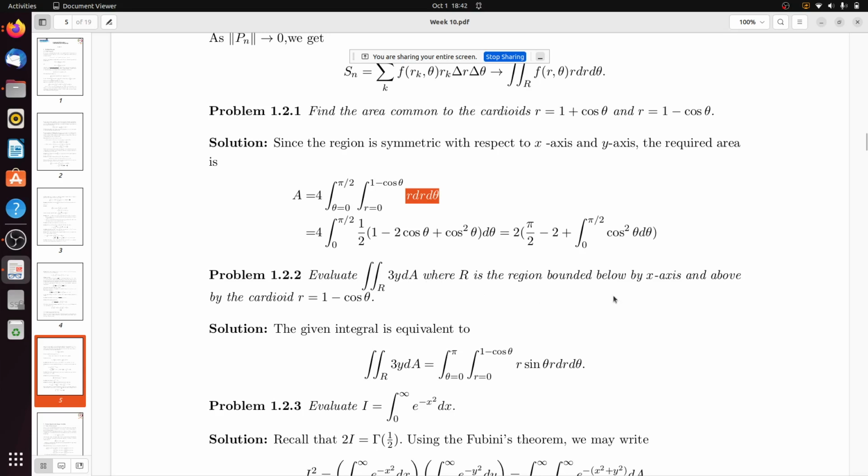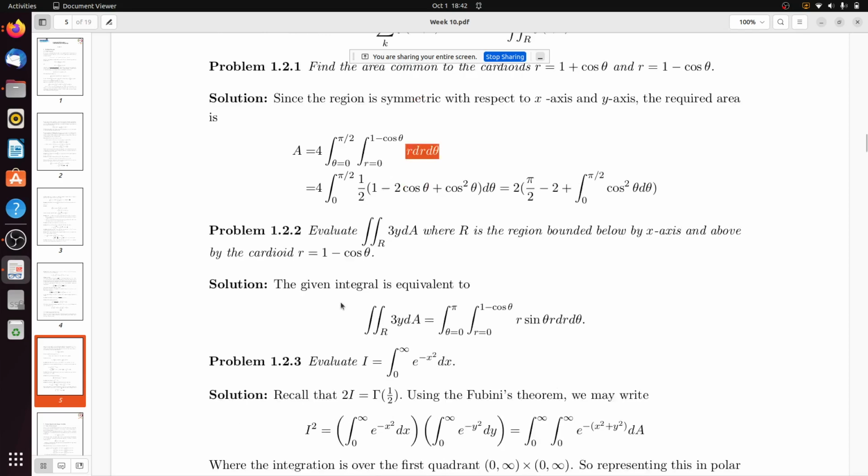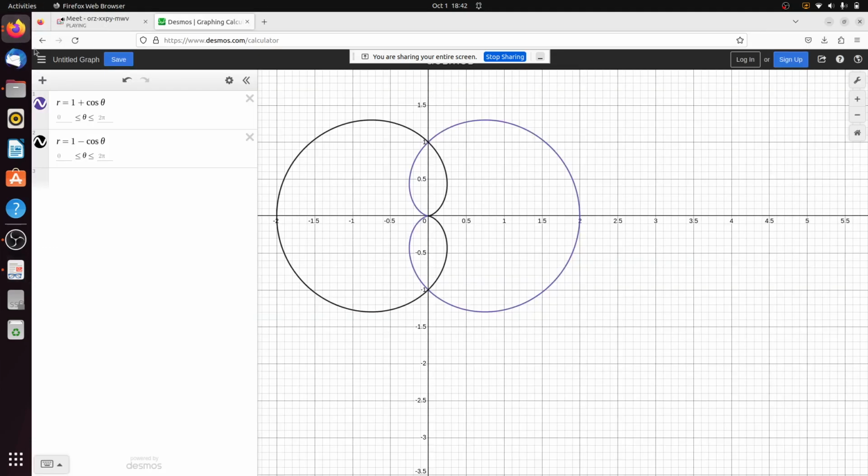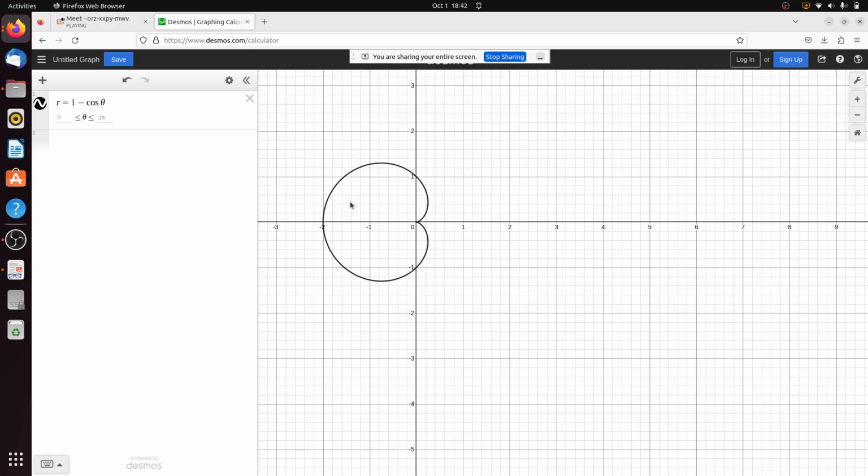Evaluate the integral of r^3 dy, y dA, where R is the region bounded below by the x axis and above by the cardioid r equal to 1 minus cos theta. Now see, here also r equal to 1 minus cos theta above the x axis. That means you have to determine the domain of integration, which is this entire domain.